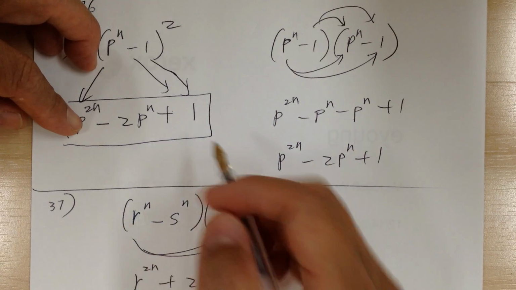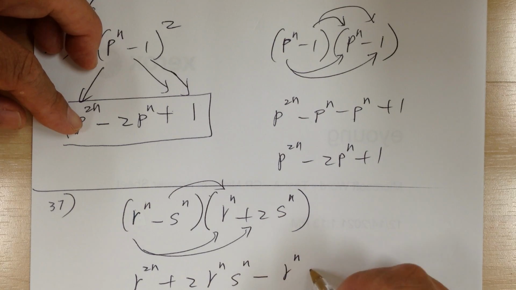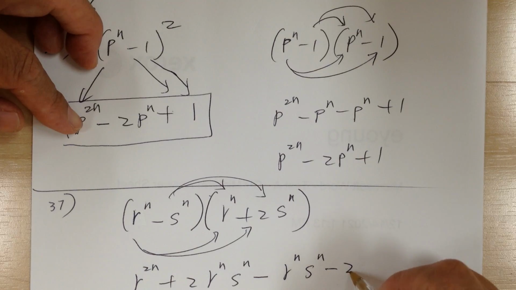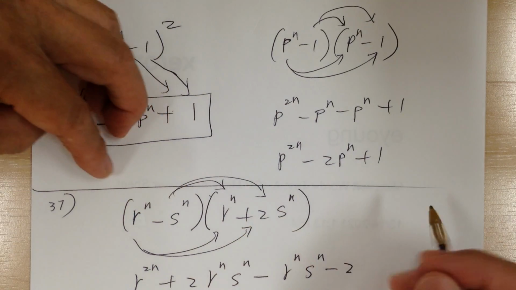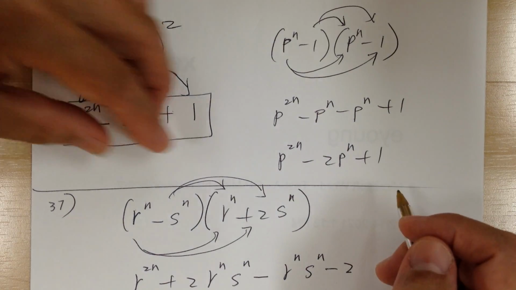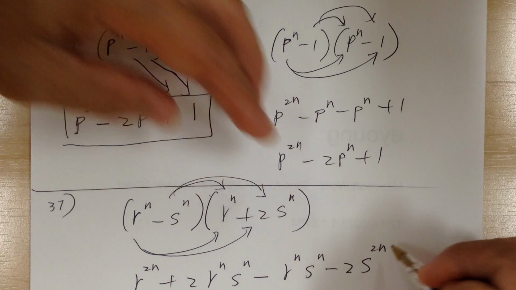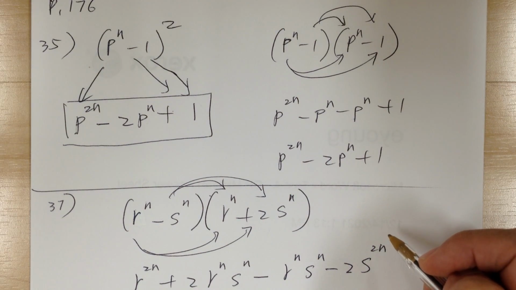So after you're done with the first one, you do the next term. So minus r to the n, s to the n, and next one minus 2s to the 2n. When you multiply, you always do the sign, the number, then the alphabet, right? Sign, number, alphabet. So this times that, you just add the exponent. And then after that you have to combine the like terms.